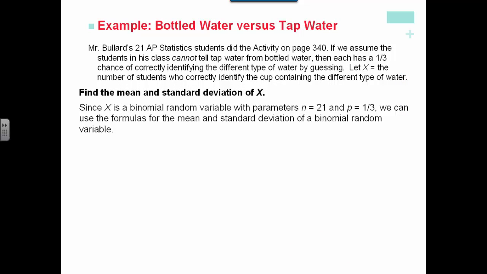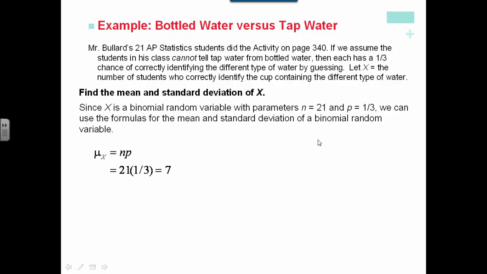Example. Mr. Bullard's tour, 21 AP students, did the activity on page 340. We assume the students cannot tell tap water from bottled water. Each has a 1/3 chance of correctly identifying the different type of water by guessing. Let x equal the number of students who correctly identify the cup containing the different type of water. Parameter n is 21, p is 1/3.